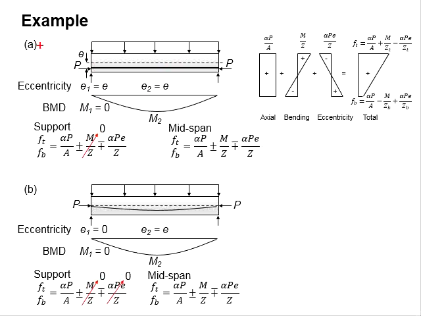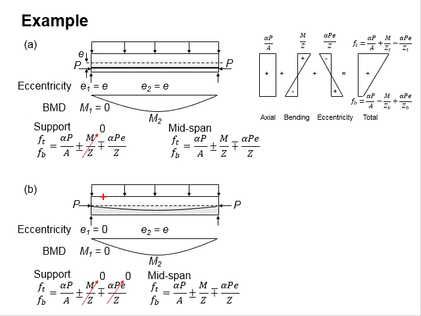At the midspan for beam A, the eccentricity will remain the same throughout, and for the moment, zero moment at the support and maximum moment at the midspan. With that, the equations for the stress at the midspan is given here. As for the support, the moment is taken as 0, but there is eccentricity. Therefore, the equations will be this one.